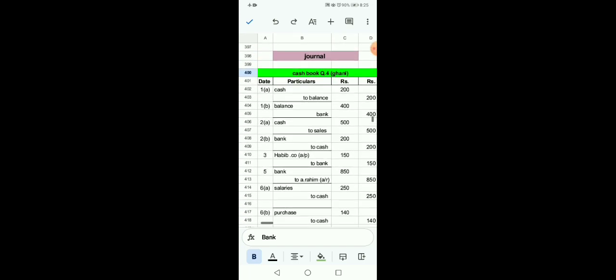Here the rule is very simple. If you see cash or discount or bank on debit side, you will go to the debit side of the cash book and will post the amount in the relevant column. If it is cash, post in cash. If it is bank, post in bank. And if cash, discount or bank are present on credit side, like in this entry, you will go to the credit side and will choose bank column. If it is bank, choose bank. If it is cash, choose cash.